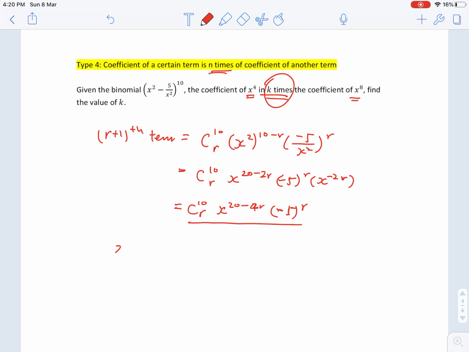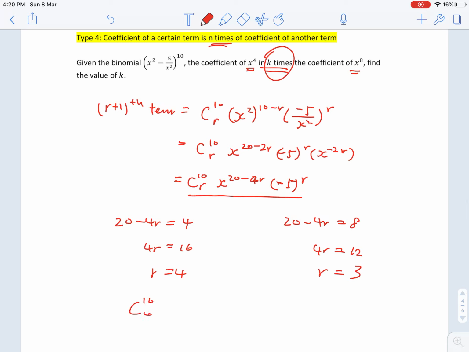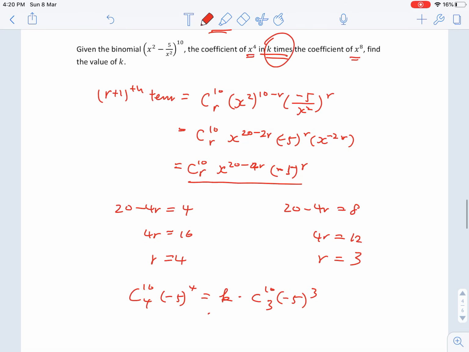So now you have to solve for the corresponding value of r for the coefficient of x to the power of 4 and the coefficient of x to the power of 8. On the left, 20 minus 4r equals 4, which is 4r equals 16, r equals 4, and on the right 4r equals 12, so r equals 3. That means 10 choose 4 times negative 5 to the power of 4 is k times 10 choose 3 times negative 5 to the power of 3. And then the rest of the steps is basically solving for k, so I'm not going to waste time on this. So that's type number 4.